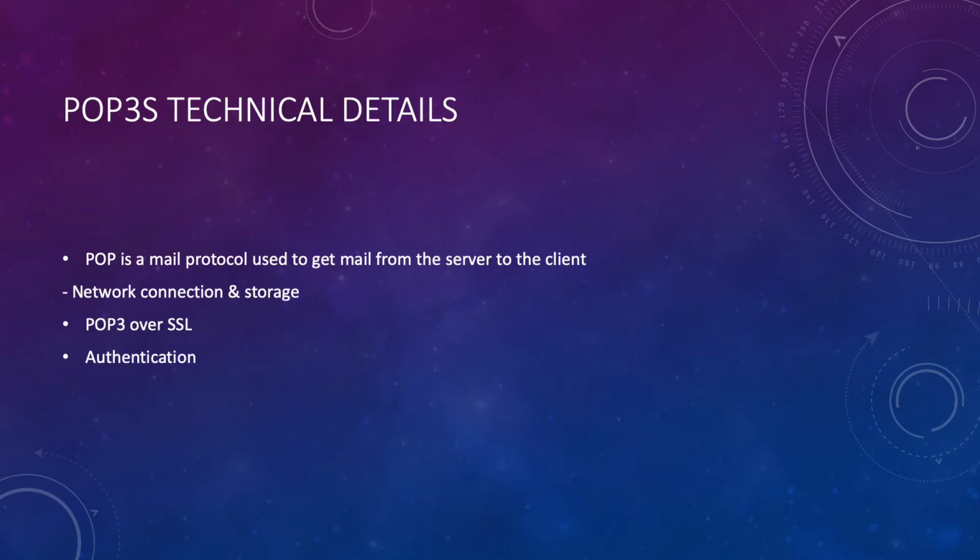Okay, moving on to some technical details of POP3S. POP, Post Office Protocol, in general, is a mail protocol used to get mail from the server to the client, as I explained in the previous slide. A benefit of Post Office Protocol is that you don't need a network connection for this to operate. If you're not connected to a network, Post Office Protocol allows you to still retrieve mail from the mail server. As far as storage goes, once Post Office Protocol downloads to your inbox, it takes the mail from the mail server. The email account now is using less storage on the mail server, so you're actually freeing up storage in the process.